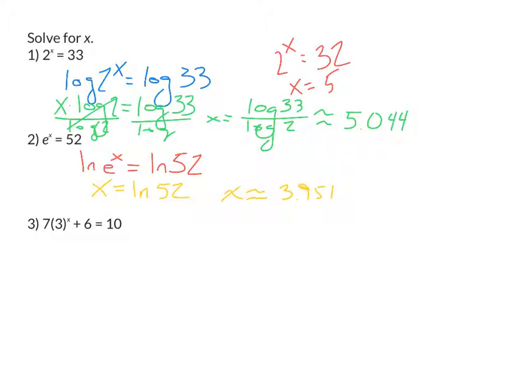Okay, how about 3? In number 3, what we're looking at is 7 times 3 to the x plus 6 equals 10. In order to be able to do what I was doing in number 1, I need to have just the base and the exponent by itself on the one side. So I'm going to subtract both sides by 6. And so we have 7 times 3 to the x power equals 4. Next, I'll divide both sides by 7. So 3 to the x power is equal to 4/7.